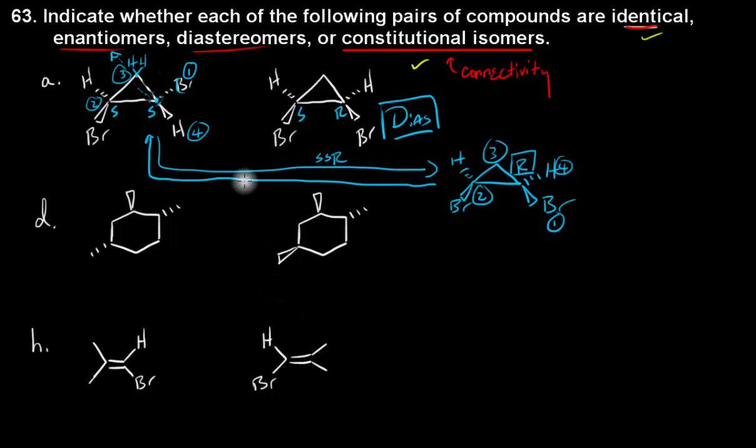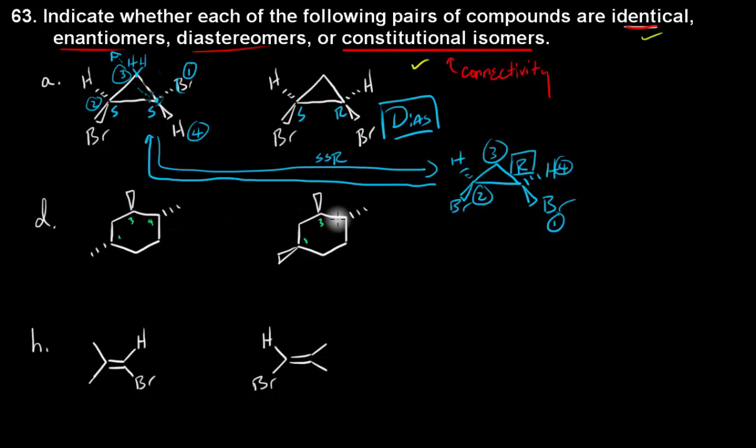So now what I'm going to do is go on to sub-question D. I'm going to do the exact same thing, but I'm going to do it in a little bit faster fashion. So let's just look at these two cyclohexane molecules. Again, let's see if they're constitutional or not. If they're constitutional, then the positioning will be different. So the positioning here is 1, 2, 3, 4, just kind of a random arbitrary numbering.